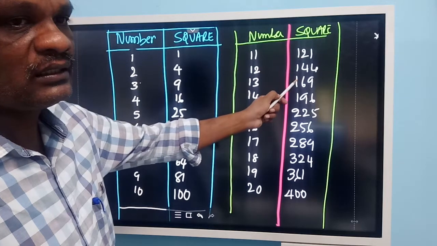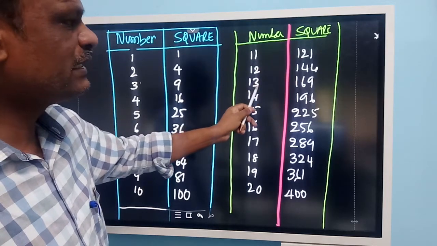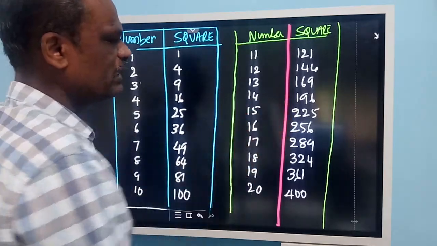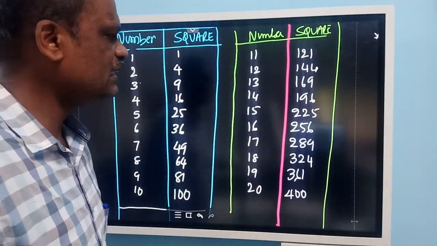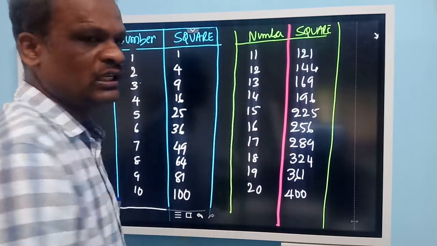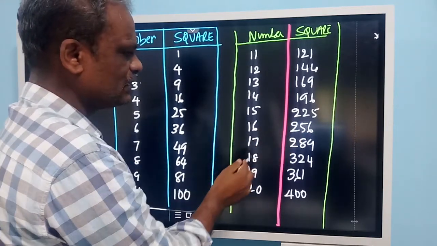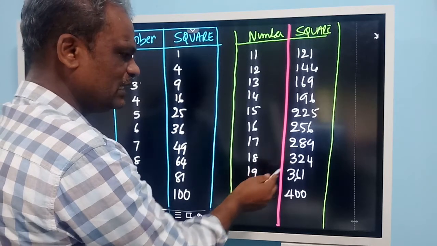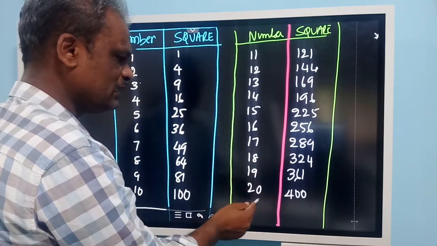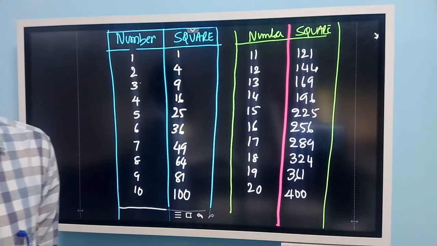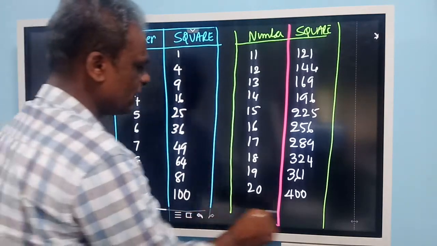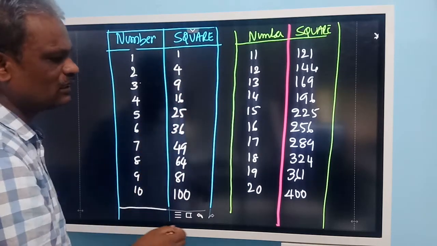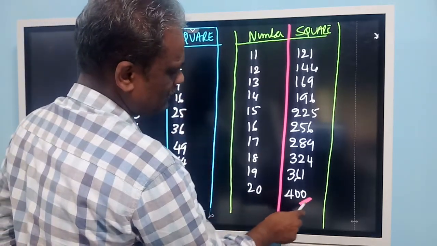12 square, 12 into 12, 144. 13 square, 13 into 13, 169. 14 square, 14 into 14, 196. 15 into 15, 225. 16 into 16, 256. 17 into 17, 289. 18 into 18, 324. 19 into 19, 361. 20 into 20, 400. I have taken 20 square numbers here. Observe these digits, the ending digits, all the digits at the units place.